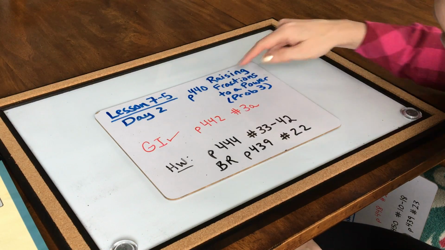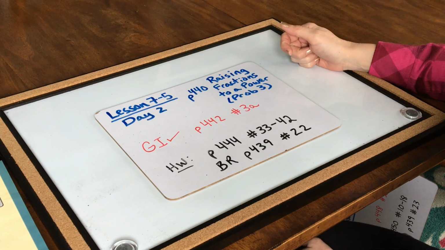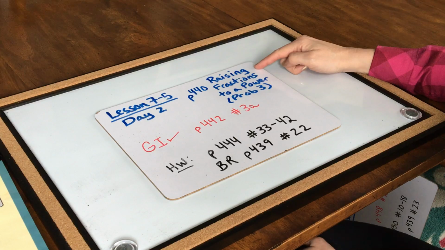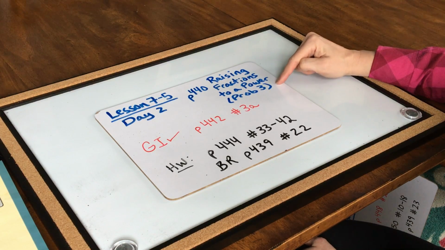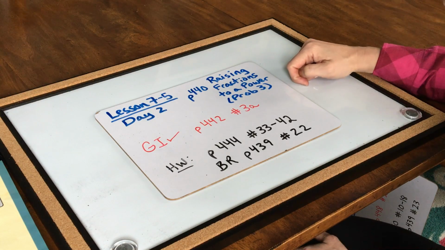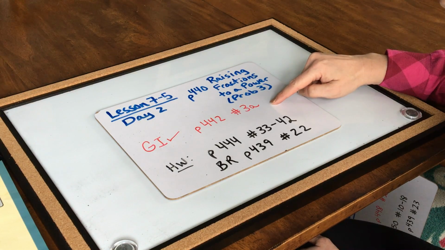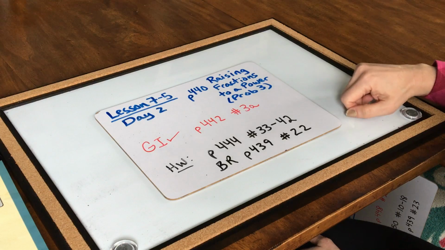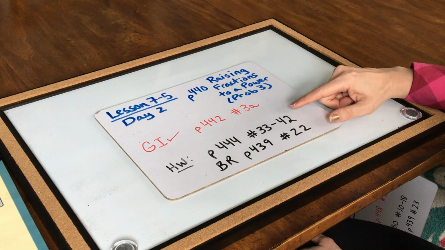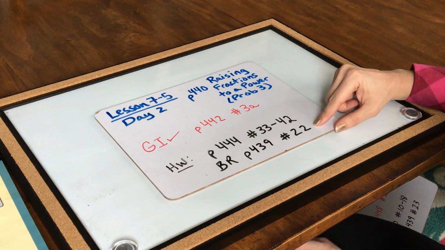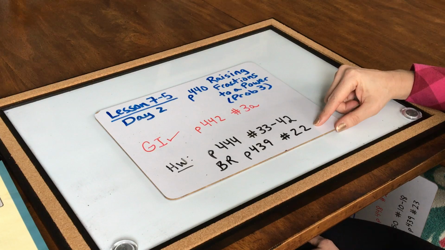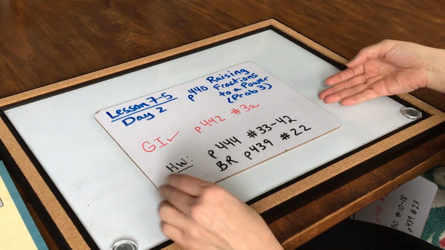And it starts on page 440 of your book. Today we're going to be doing raising fractions to a power. So that's going to be mostly problem 3 that we're going to be working on. Our gotta check today is going to be page 442, number 3A. Your homework for tonight will be page 444, numbers 33 to 42. And your bell ringer problem is page 439, number 22. Okay, let's get started.